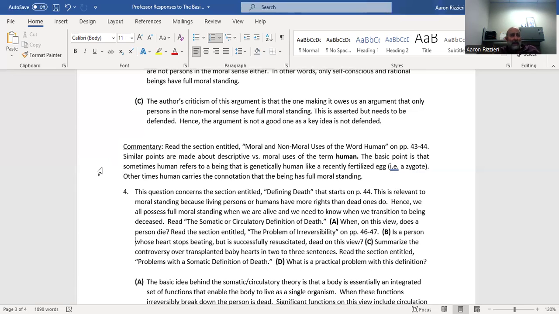And all the author points out is you can't slide back and forth between these two uses of human without having a fallacious argument. So, for example, one could not argue that even a zygote, a very early stage fetus, is genetically human, so it automatically follows that the zygote has full moral standing. This is a similar point about common uses of the term human in the biomedical, bioethical literature, and uses of the term person.